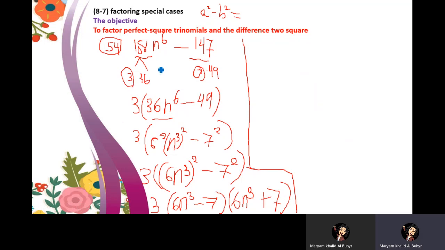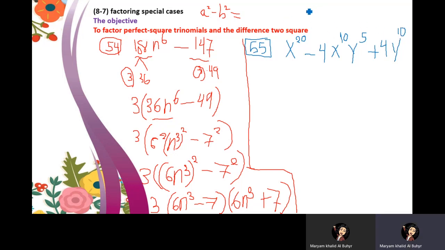I also have one more exercise for you, which is exercise 55, sorry, not 54. Exercise 55 tells you: x to the power 20 minus 4x to the power 10, y to the power 5, plus 4y to the power 10.